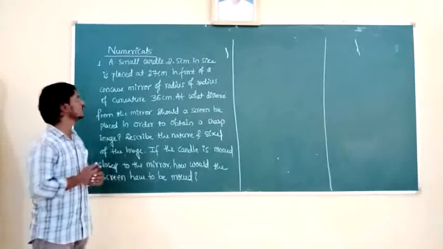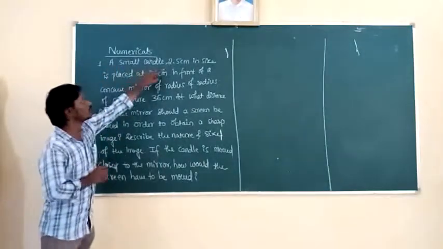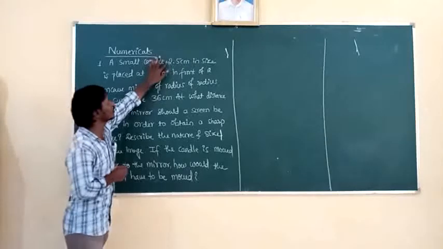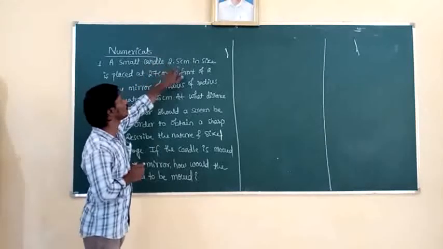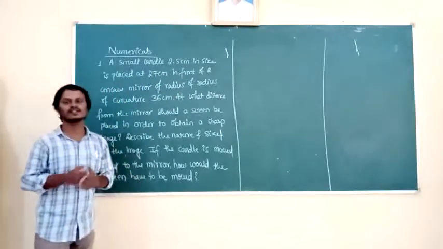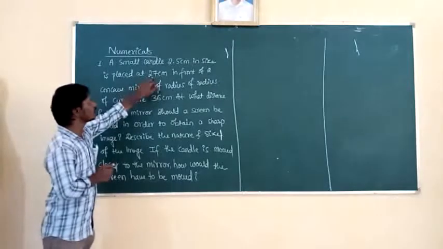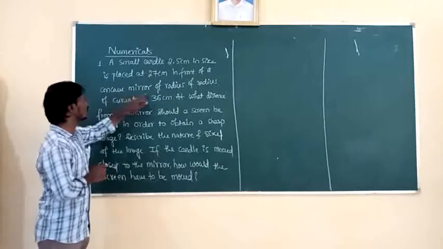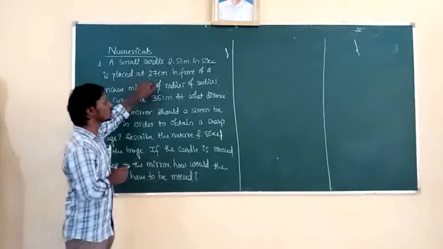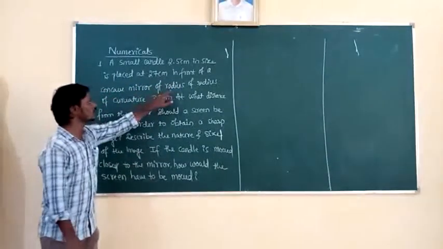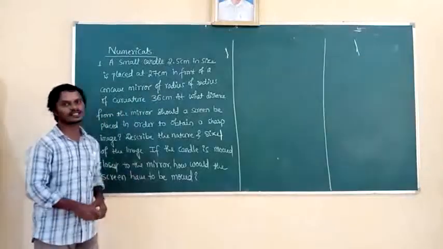What is that question here? A small candle 2.5 centimeter in size. Means what is the height of the candle here? Height of the candle is 2.5 centimeter. Here candle is the object, is placed at 27 centimeter in front of a concave mirror of radius of curvature 36 centimeter.